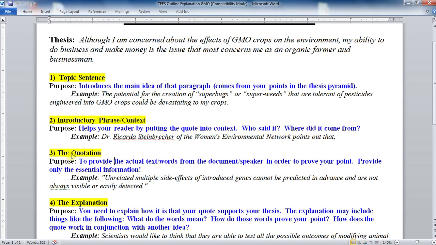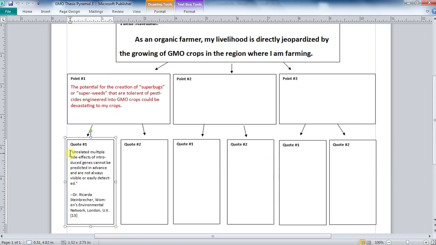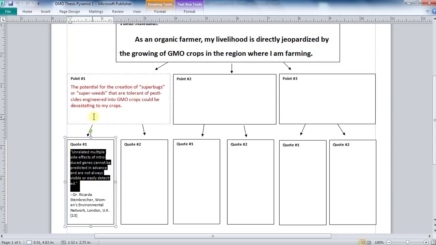The next piece of this is the quotation itself. We want to provide the actual text from the document, and we can edit that down using an ellipsis if you want to remove some information, as long as it doesn't change the meaning of the quote. So again, providing the quotation is fairly simple. We just go back to our thesis pyramid and use the quote that you pulled out and put right there. So my intro phrase comes from this, and my quote itself comes from here. So again, you can see that if you have done an effective thesis pyramid, you've got your topic sentences, you've got your intro phrases, you've got your quotes already laid out for yourself.